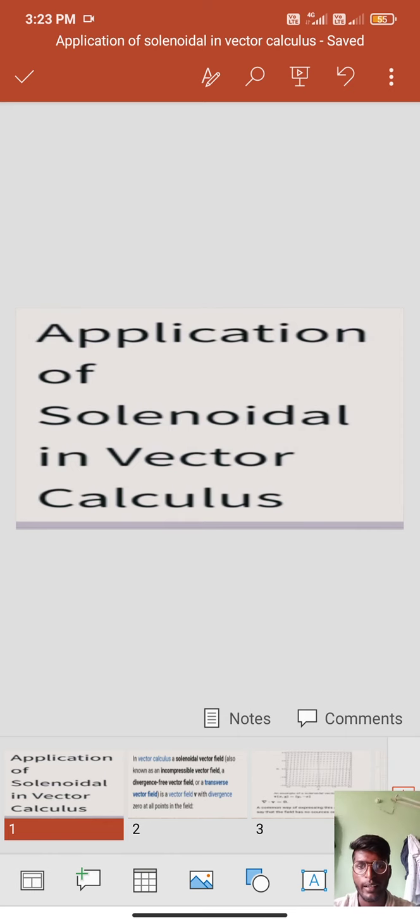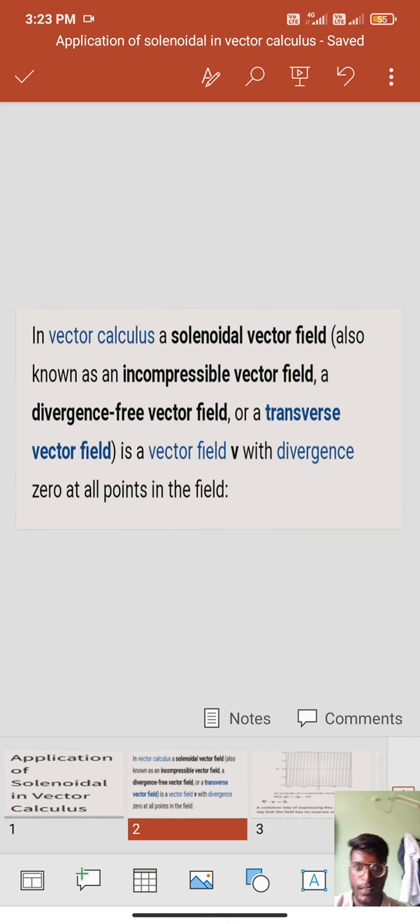Application of solenoidal fields in vector calculus. In vector calculus, a solenoidal vector field, also known as an incompressible vector field, a divergence-free vector field, or a transverse vector field, is a vector field with divergence 0 at all points in the field.